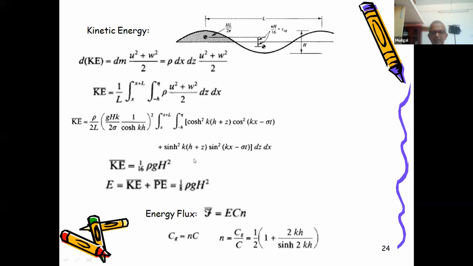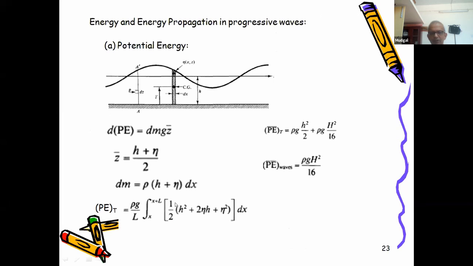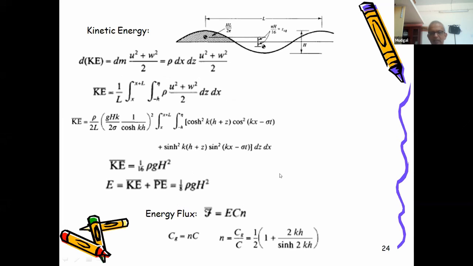So the total energy is nothing but the sum of the potential energy and the kinetic energy together. That would be equal to 1 over 8 rho g h square. So if you are able to determine the wave height, then you can estimate the total energy per unit wavelength. Okay, so this is what you would have.